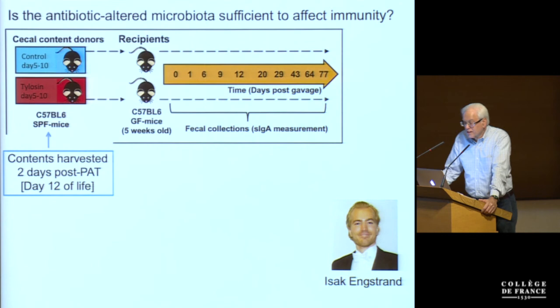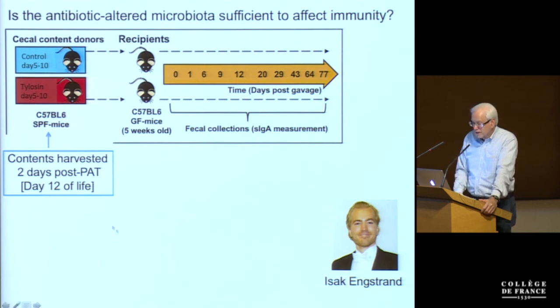So the question is, is the antibiotic-altered microbiota sufficient to affect immunity? Well, Isaac Engstrand studied that when he was visiting the lab. Mice were given a macrolide for 5 days. 2 days later, they were sacrificed, and their ileal contents harvested and given to germ-free mice, and now we followed these mice for the next 11 weeks.